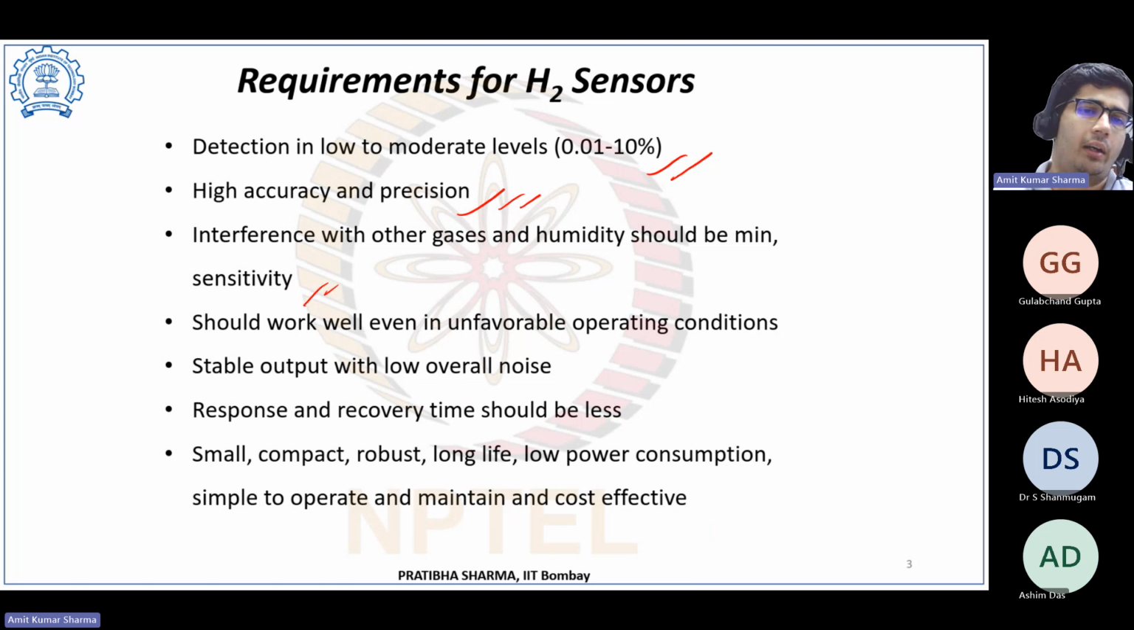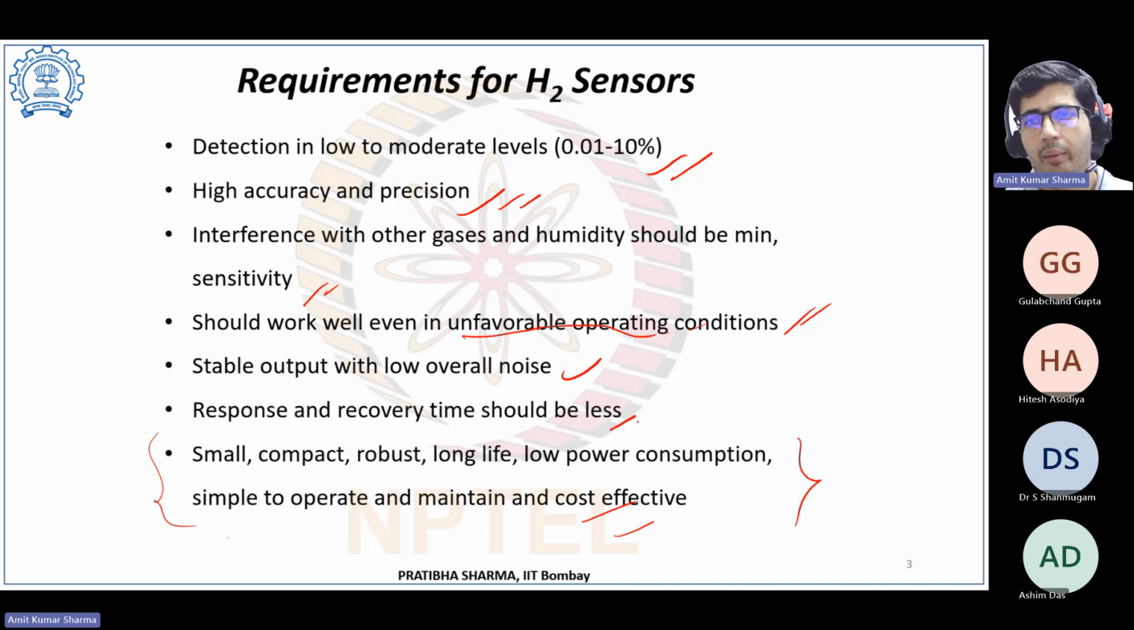It should work well even in unfavorable operating conditions, so the operating range should be wide. Stable output with low overall noise. Response and recovery time should be less. It should be small, compact, robust, long life, low power consumption, simple to operate and maintain, and cost effective. So these are the basic requirements from a hydrogen sensor.